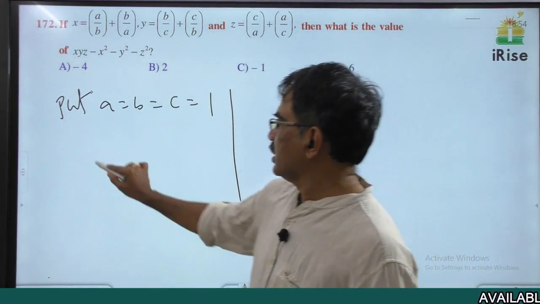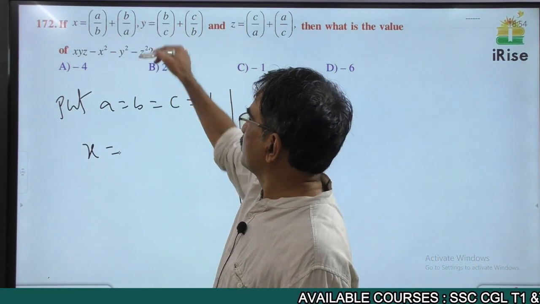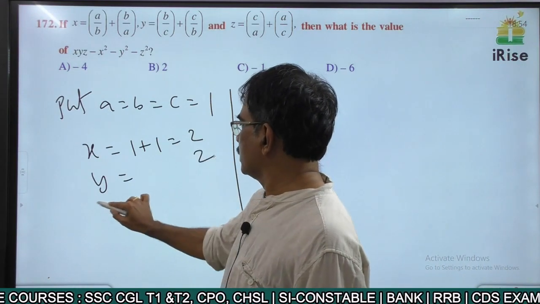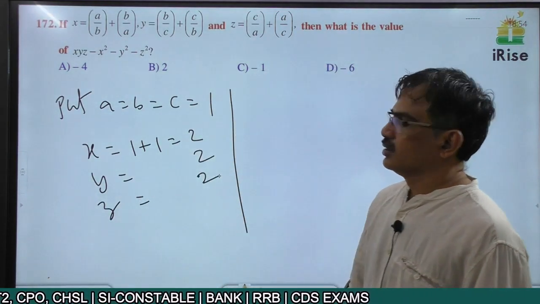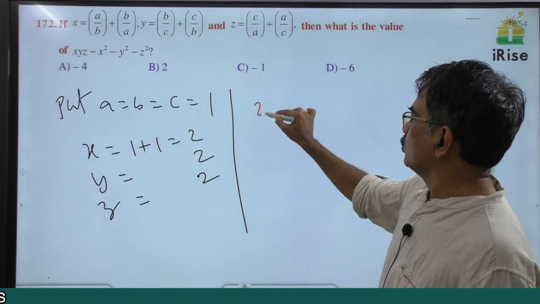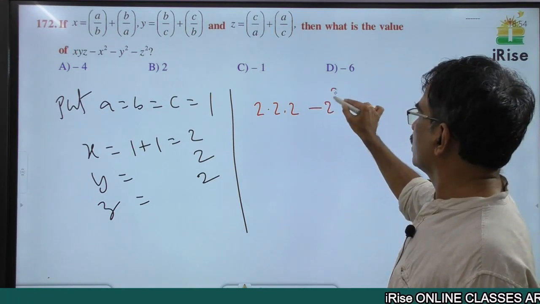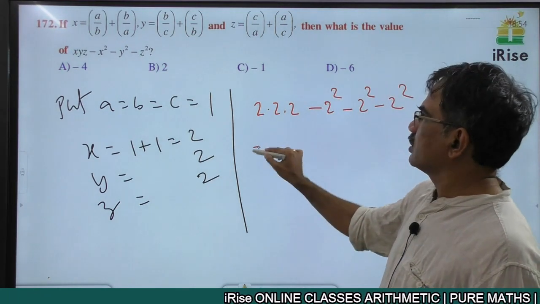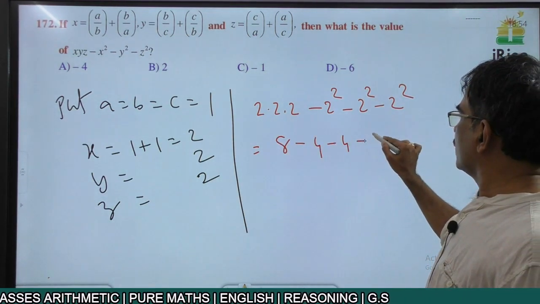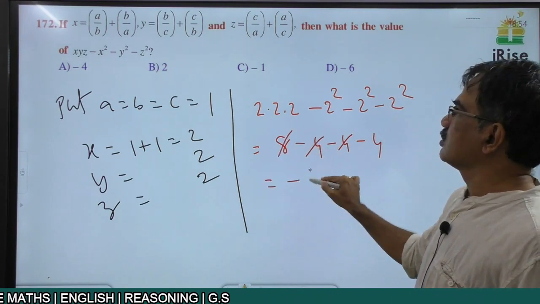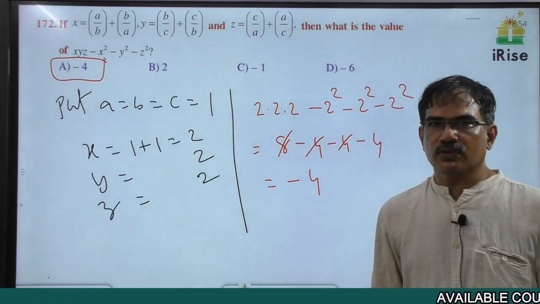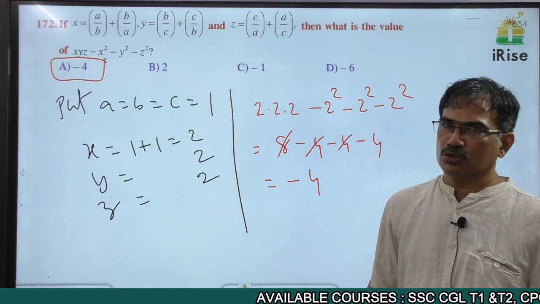Then what does it become? What is x? x is nothing but a by b plus b by a, 1 plus 1, 2. Similarly, y is equal to 2, z is equal to 2. Then substitute in the question: 2 into 2 into 2 minus 2 square minus 2 square minus 2 square. This is nothing but 8 minus 4 minus 4 minus 4. So the answer is minus 4 for this question. This is question number 172.